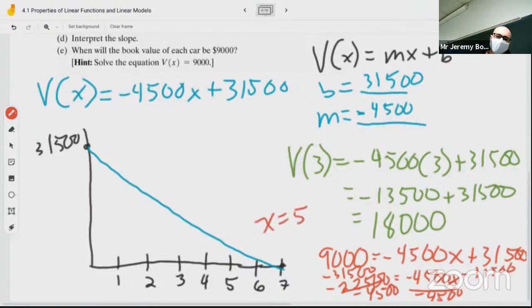So after 5 years, each vehicle would be worth $9,000, which makes sense because there are 2 more years left. So if you take 9,000, you take away 4,500, you're left with 4,500. Take away another 4,500, and you're at 0. So you can kind of check your answer for these with that. Any questions on that one?